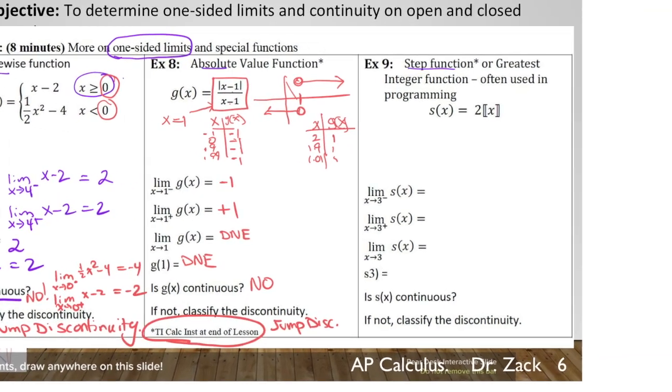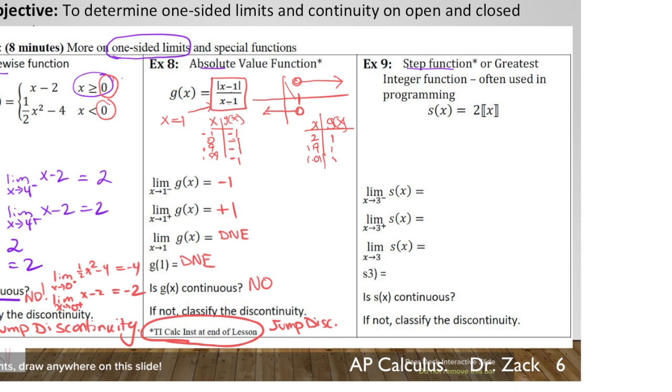The last interesting function we have is called the step function, or the greatest integer function. Those of you who are into programming should love this function. It's also called the INT whenever you're using programming. Depends on which language you're in. So what happens with this is you put a number in and it rounds down. It always rounds down for the greatest integer function. Now remember, I'm approaching 3 from the left side.